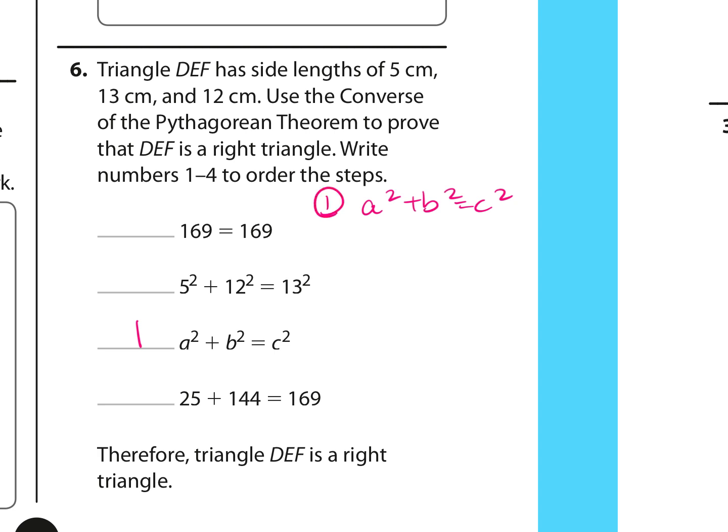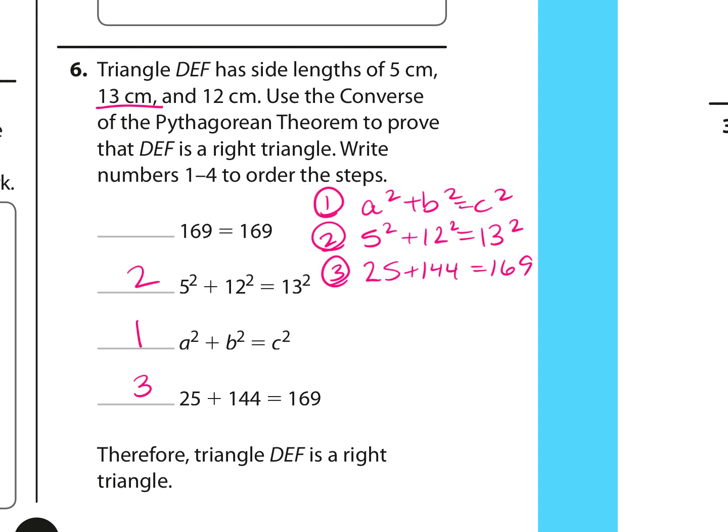So now we got to plug in our numbers. The longest side is 13, so it has to be C. A and B could be 5 or 12. I'll go ahead and plug in 5 for A and 12 for B. That's that second step. Now we're just going to simplify this. That's 25 plus 144 to see if it's equal to 169. And now further simplifying, 25 plus 144 is 169. So both sides are equal, and we have proved that it is a right triangle.